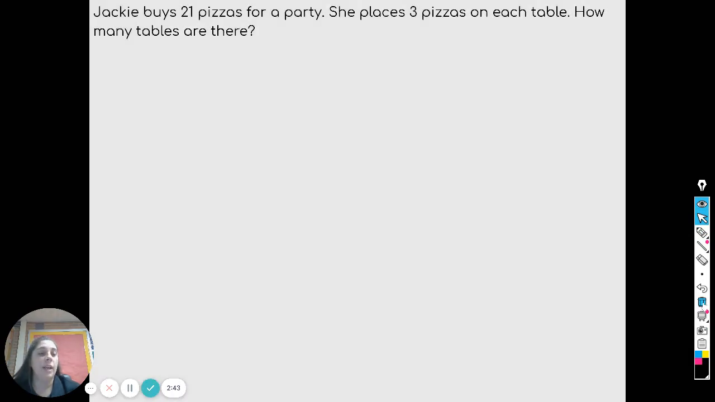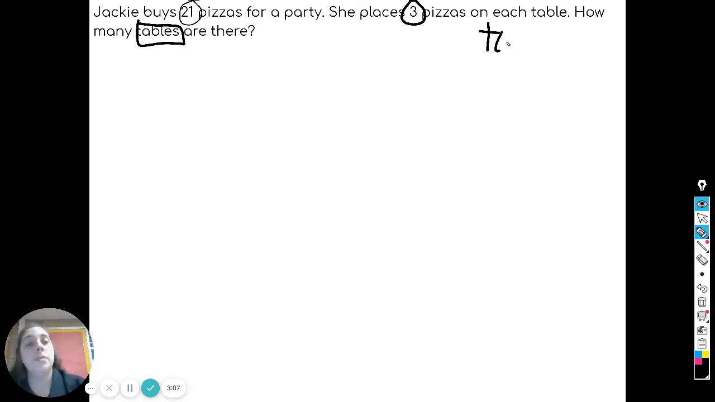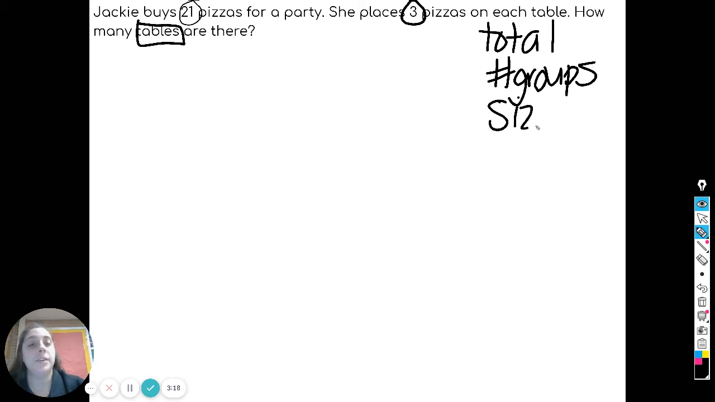Okay, so let's take a look at how we might solve this equation. Jackie buys 21 pizzas for a party, so I'm going to circle that 21 again. She places 3 pizzas on each table. How many tables are there? Okay, so we know there's 3 parts of an equation. There's the total, there's the number of groups, and there's the size of each group, okay? Those are our 3 parts of any equation for multiplication and division.